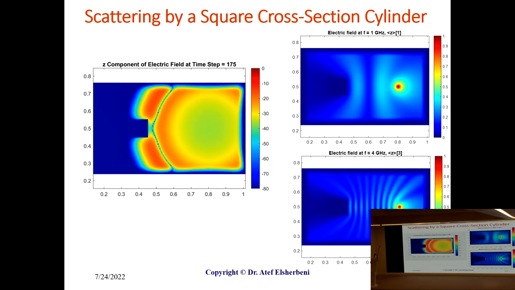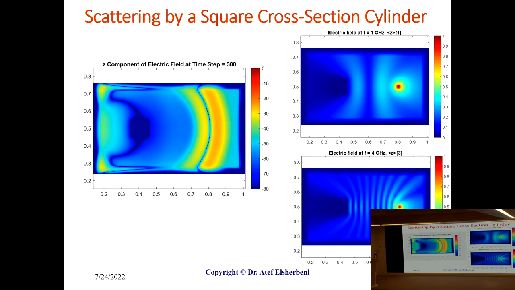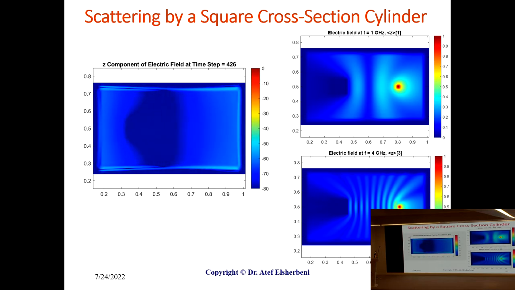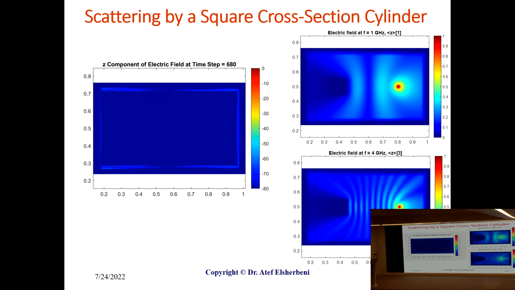This is a line source, a propagating cylindrical wave hitting the square cylinder, and you can see the field goes to the edges and is being absorbed by CPML. Whenever the simulation is finished, basically we want output at 1 gigahertz and 4 gigahertz, and that's basically what we get.